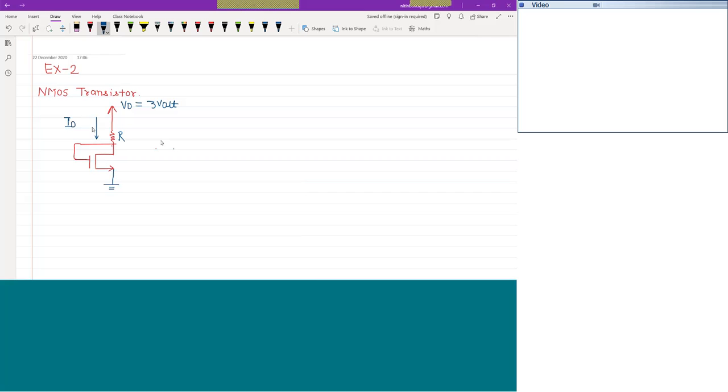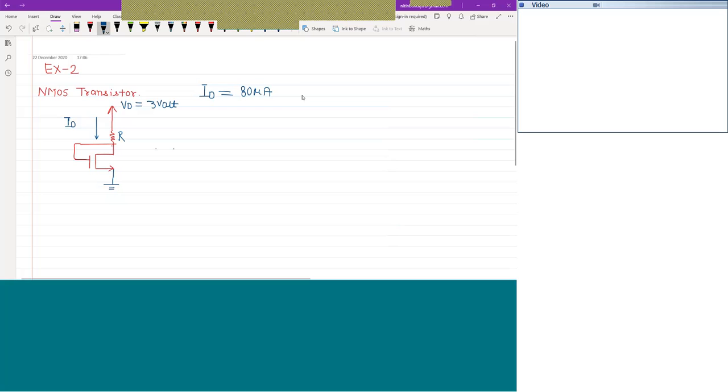Okay. In this question, what they are saying is that the drain current ID is 80 microampere. A very small drain current is in the circuit. You have to find the value of R. So we are interested in the value of R.